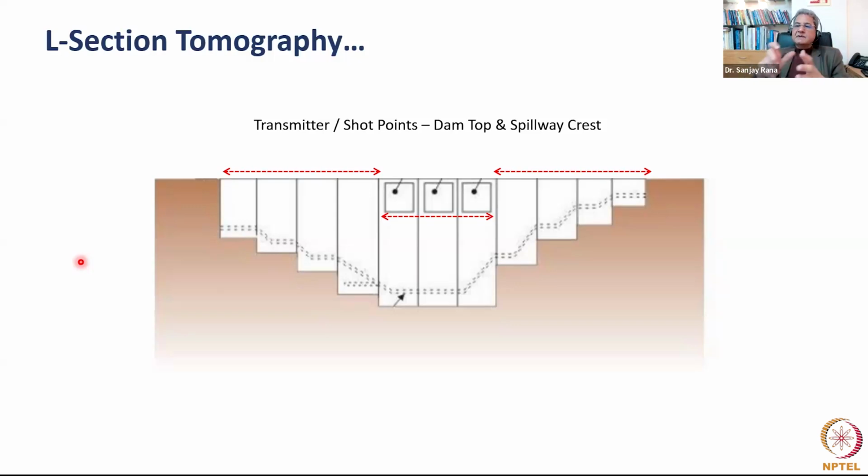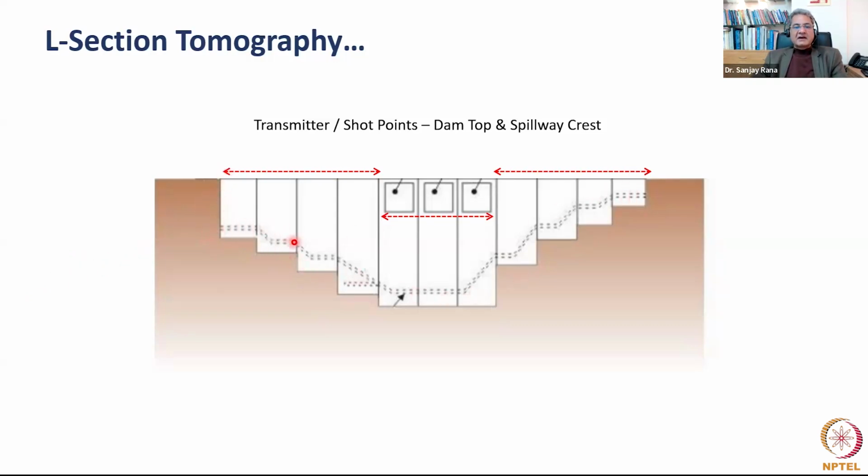So when we talk of seismic tomography, the word seismic is coming because we are using a source which is creating these elastic waves. All right. So these seismic waves are propagating through the structure, and ultimately they are being received. And through the process of interpretation, we are finding out where are the weak zones inside the body of the dam. Now here we have two different types of tomography approaches. One is called L-section tomography. So as the name indicates, this basically covers the entire dam body.